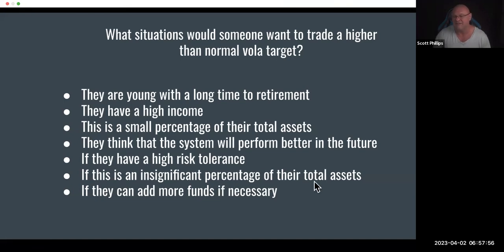If this is an insignificant percentage of your total assets, if you've got multi-million dollars worth of assets and this isn't a big deal for you, you can push out the boat a bit. And if you can add more funds if necessary, you can go a little bit higher.